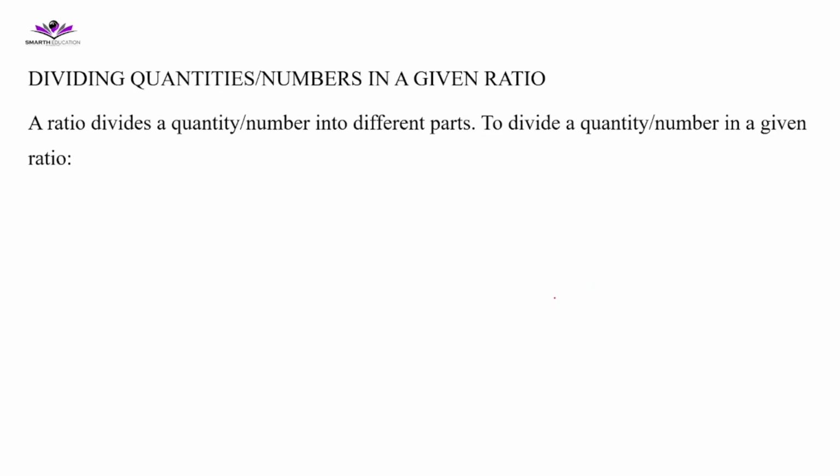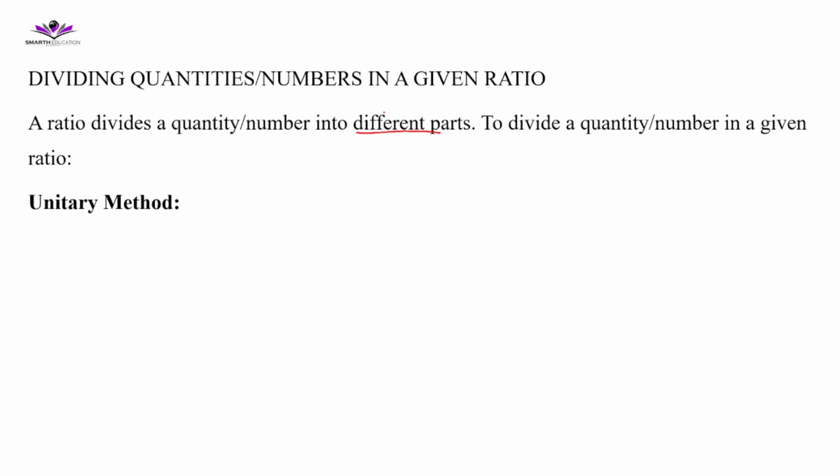Welcome back. Let's look at how we can divide a given quantity or a given number in a given ratio. Remember, a ratio divides a quantity or a number into different parts. To divide a quantity or a number in a given ratio, we can use this method called the unitary method.